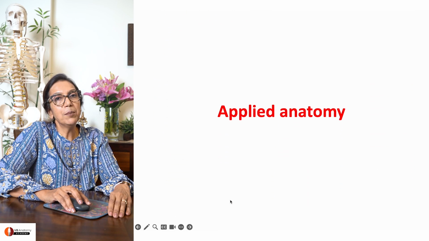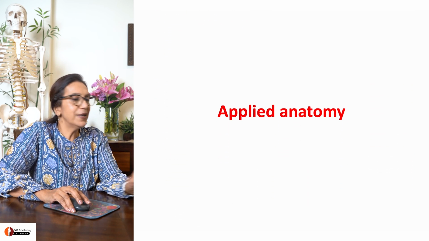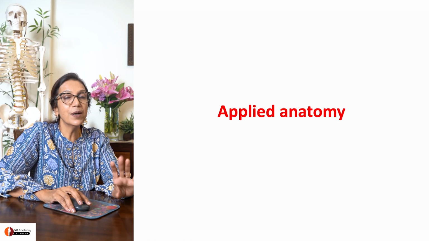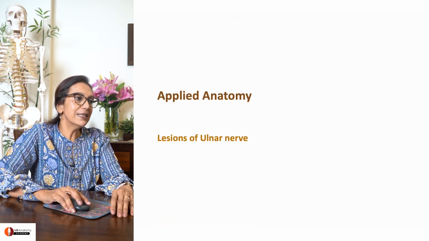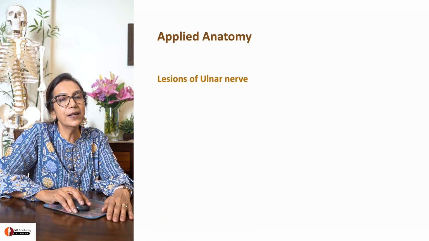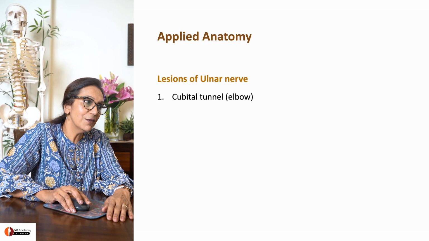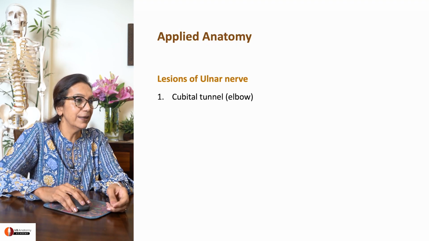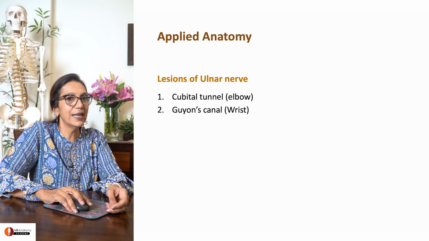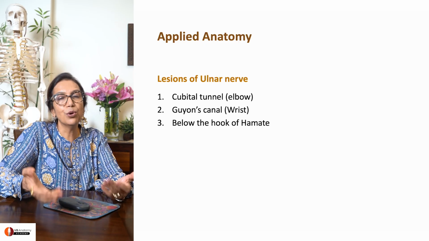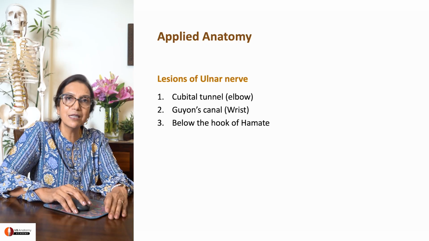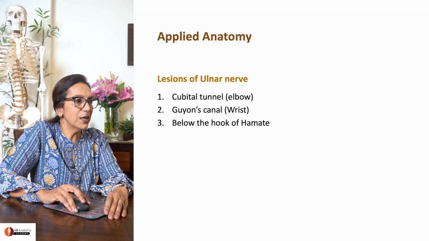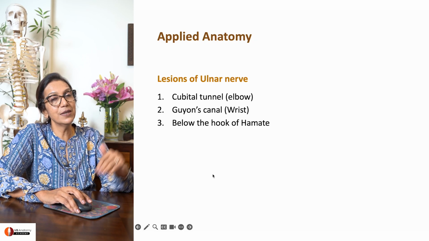So let's go to the applied aspects of ulnar nerve. We've done the nerve. I hope you've been enjoying this lecture. Let's now imagine, what if ulnar nerve was damaged? Ulnar nerve can be damaged at the cubital tunnel, at the Guyon's canal at the wrist, or below the hook of hamate. In any of these places, this nerve can be damaged. So let's begin to understand what will happen in each of these cases.